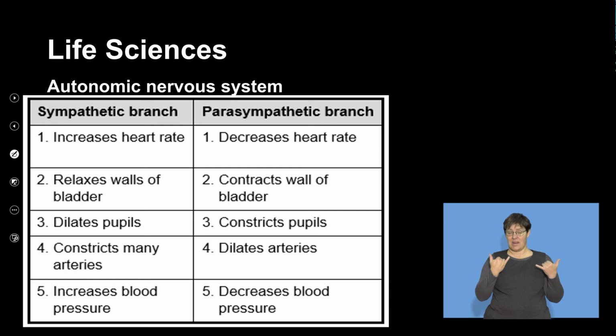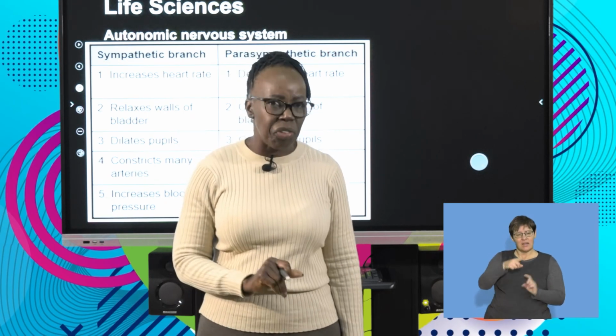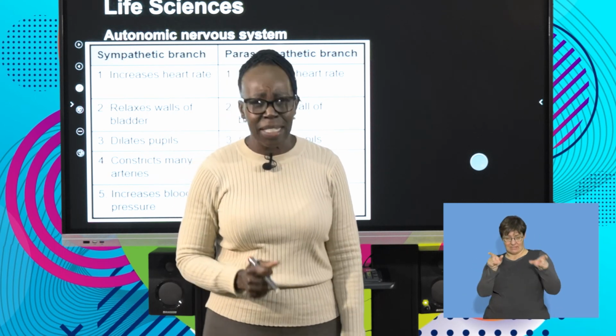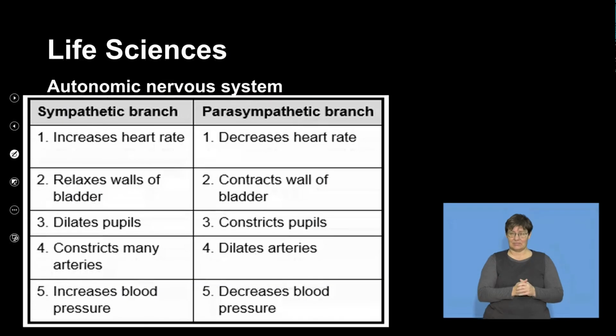Here now, I'm going to give you a table that gives you the difference between the parasympathetic and the sympathetic nervous system. Let's look at what the difference between the two is. The sympathetic, remember, is for emergency; it increases heartbeat. Why does the heartbeat need to increase? Because we need more energy.